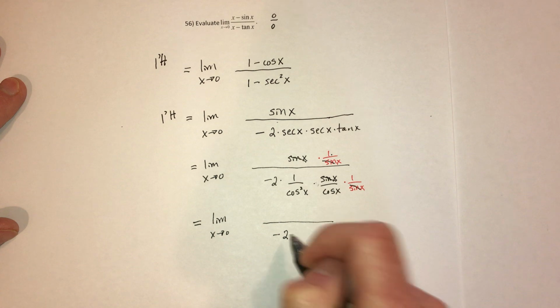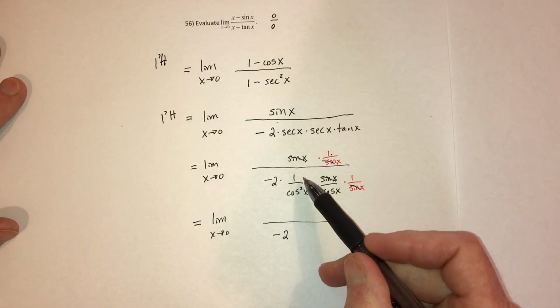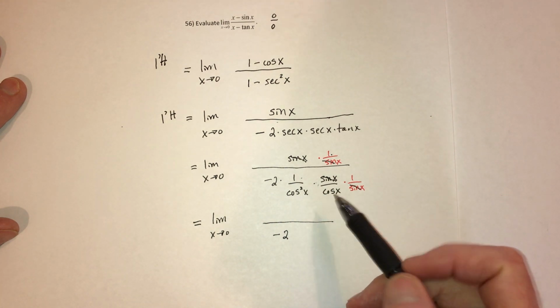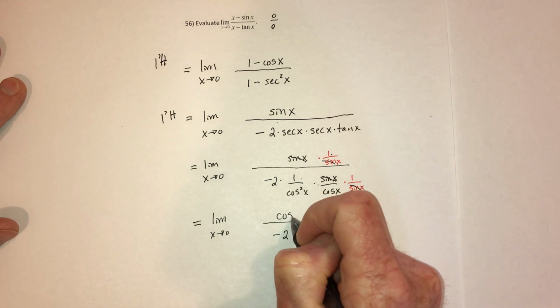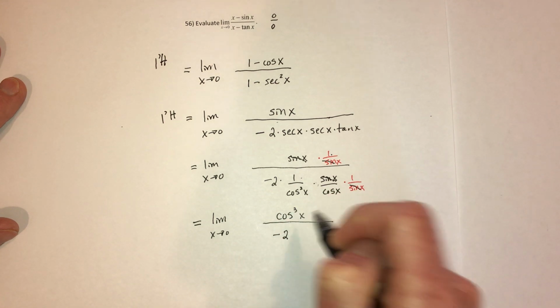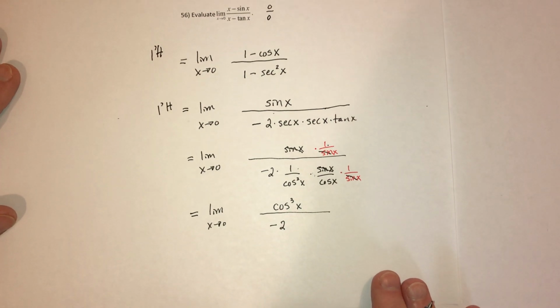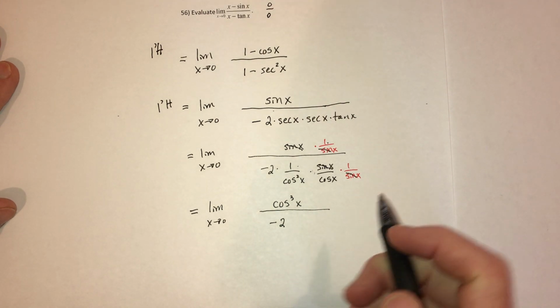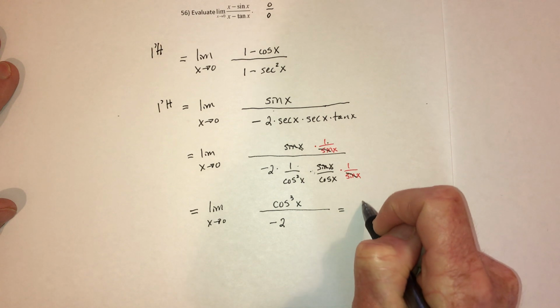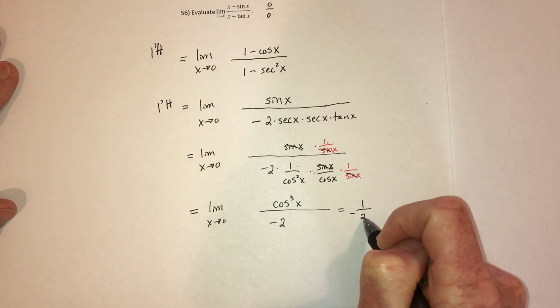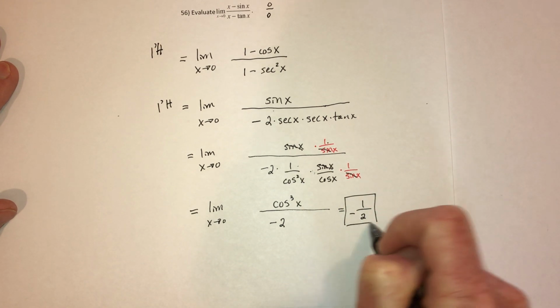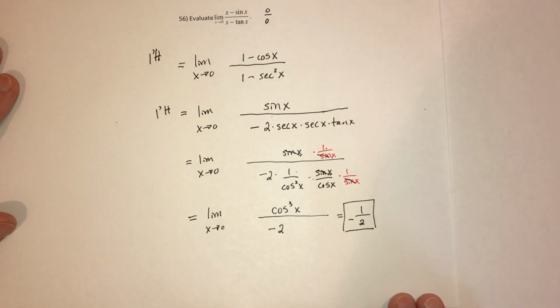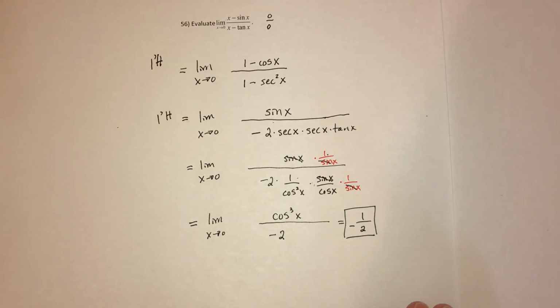So the negative 2 will stay there, but when you take this 1 over cosine cubed and invert it, it looks like this. And finally, plug in 0. Cosine of 0 is 1, which means that this is going to be 1 over negative 2, or in other words, negative 1/2.